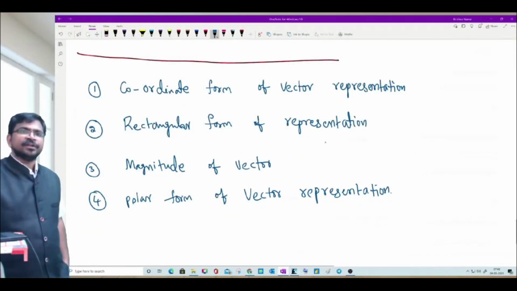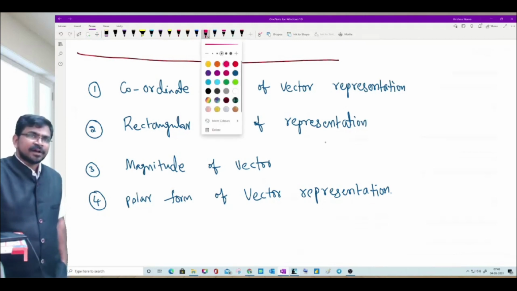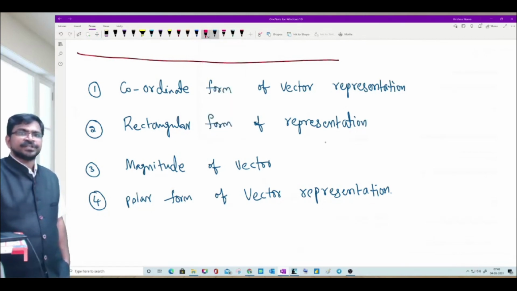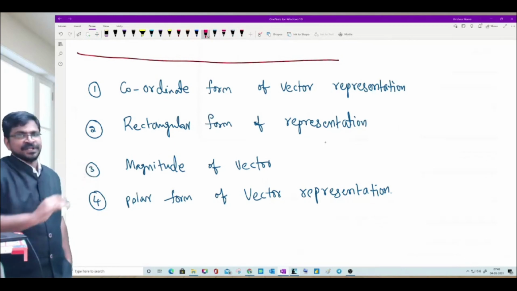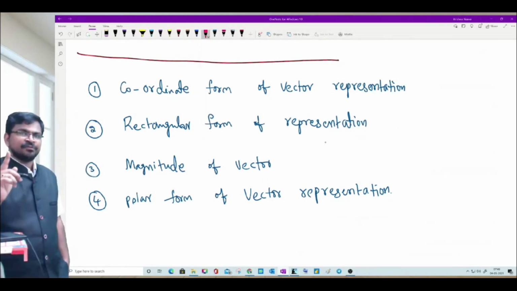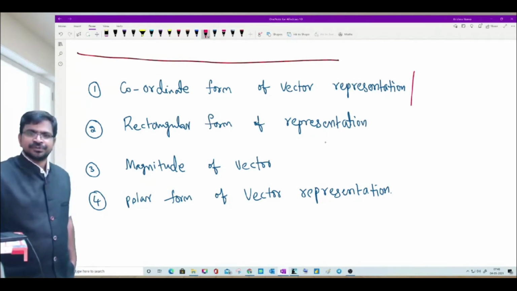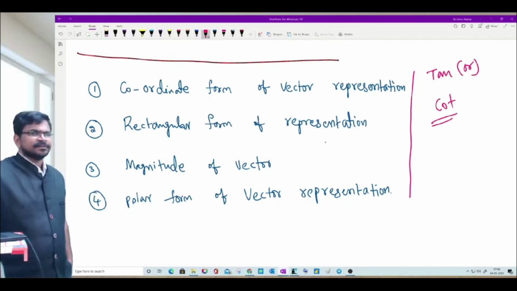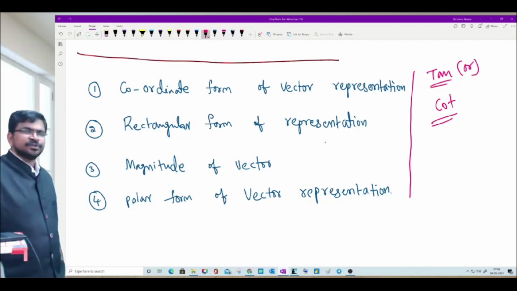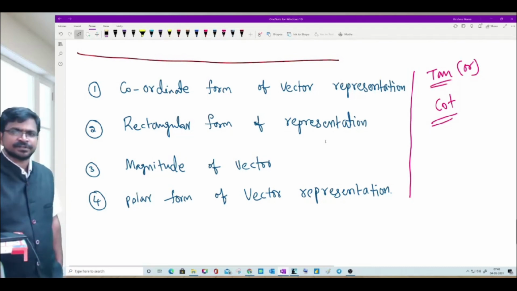This is the quality of the students, the qualification students must have for the competitive exam. As I explained tan, why can't we take cot? Super. You can take cot also, no issue. You can take tan or cot. Both are okay. No issue. Very good, Likit. You can take cot, cotangent, also.